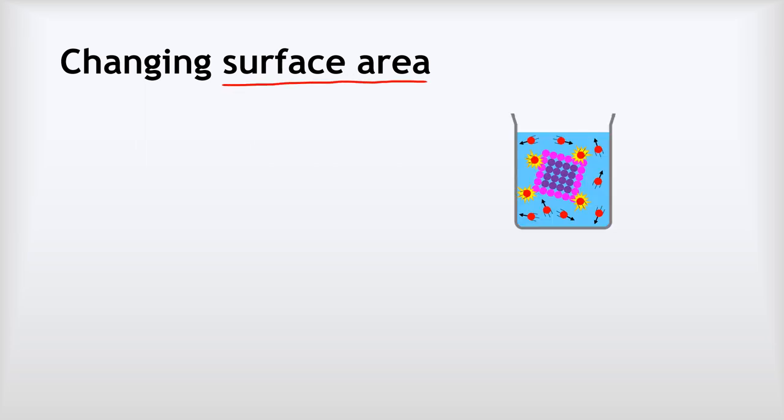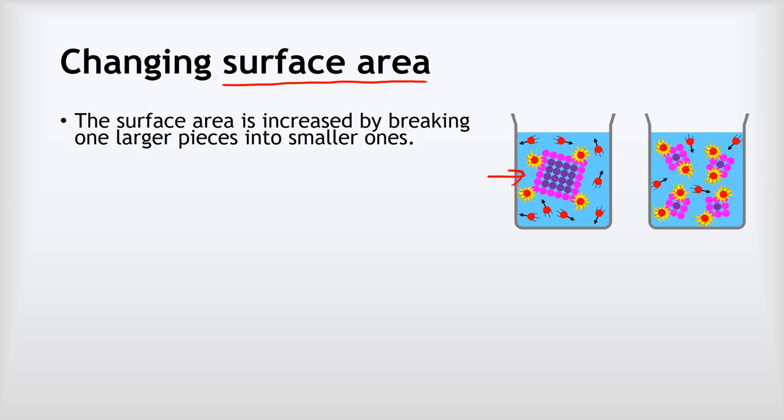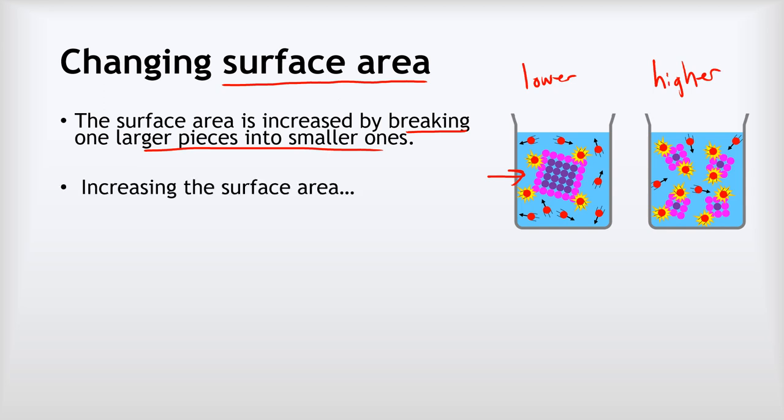Okay, so our next factor we're going to look at is changing the surface area. So let's imagine we've got one large lump of solid here. We can increase the surface area by breaking that large lump of solid into many smaller pieces. So on the left, we've got a lower surface area, one large lump, and on the right, we've got a higher surface area, four smaller lumps. Now, when we increase the surface area, that exposes more particles to reactants.